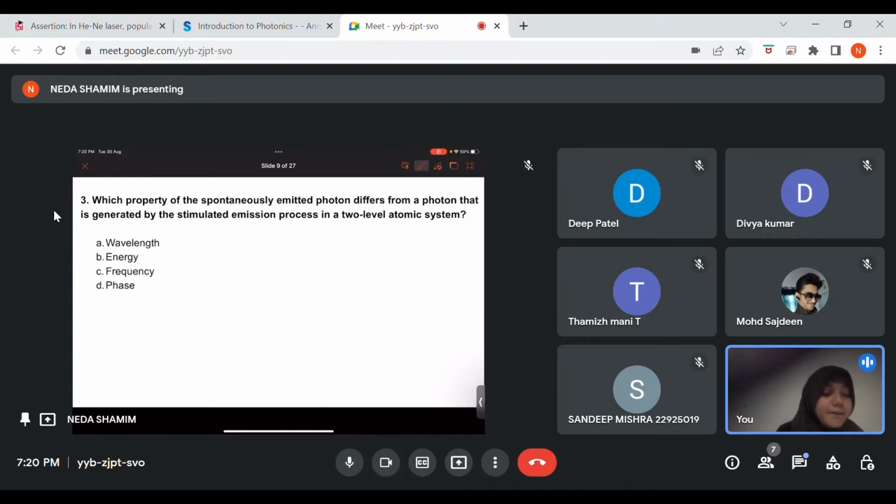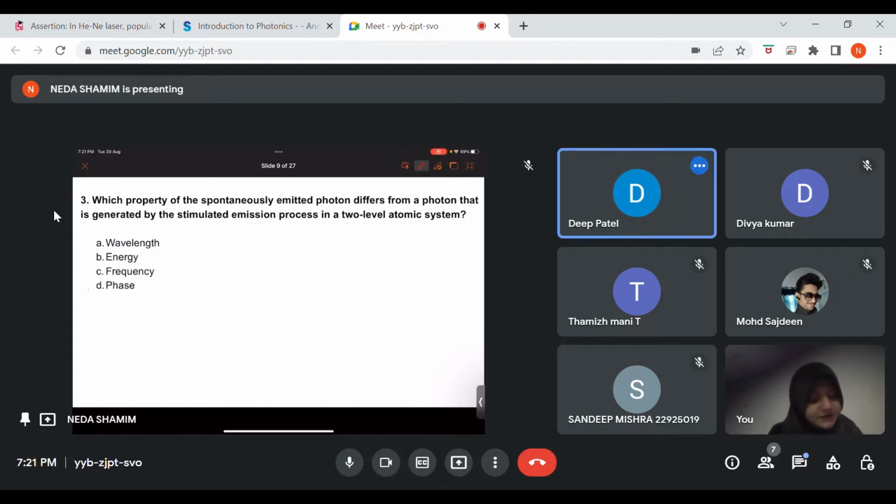Now, my third question is again very much connected. Which property of the spontaneously emitted photon differs from a photon generated by the stimulated emission process in a two-level atomic system? For simplicity I'm considering a two-level atomic system, but in reality most of our lasers are either three-level or four-level atomic systems. So which property will be different for the spontaneously emitted photon? Phase. Yes, it's the phase.